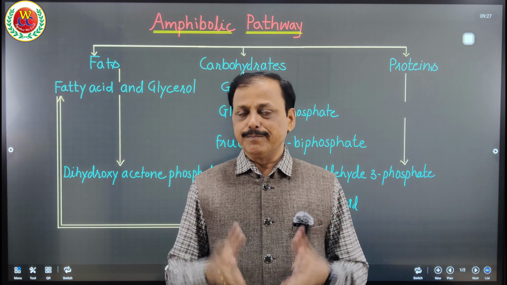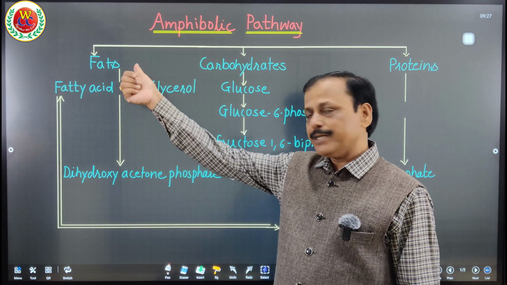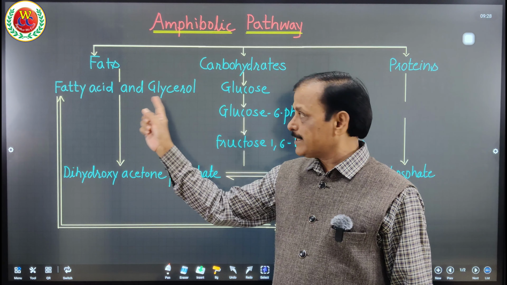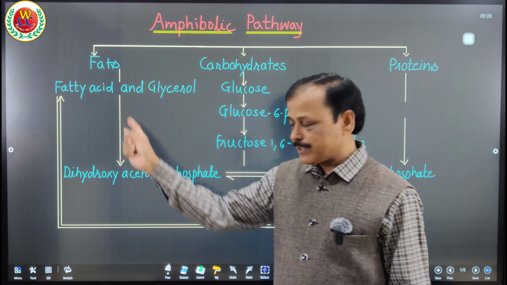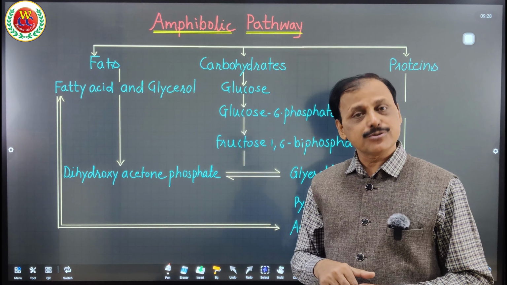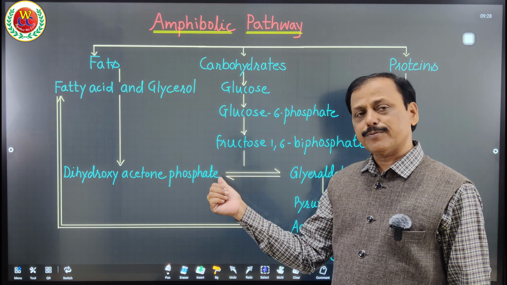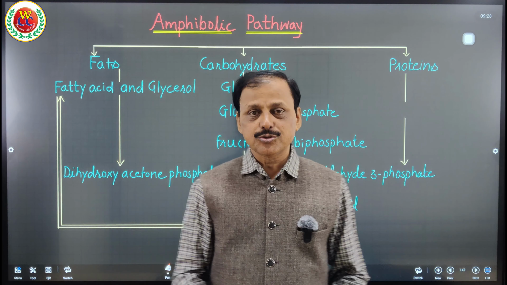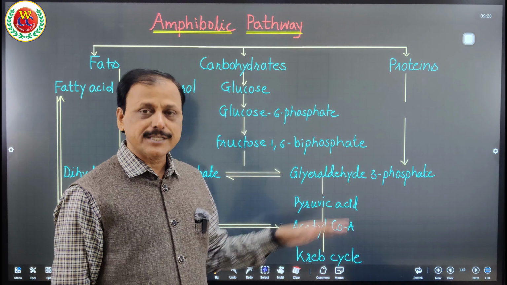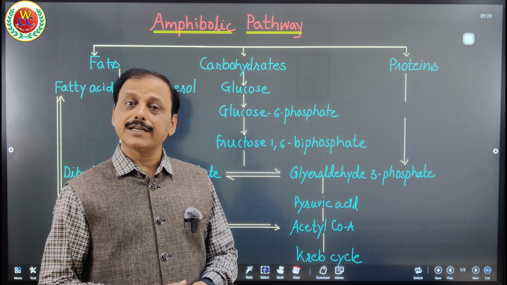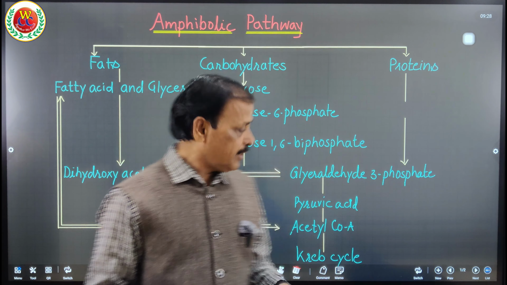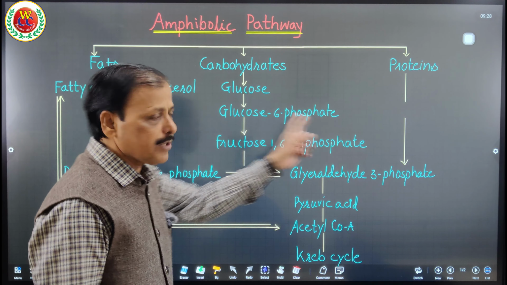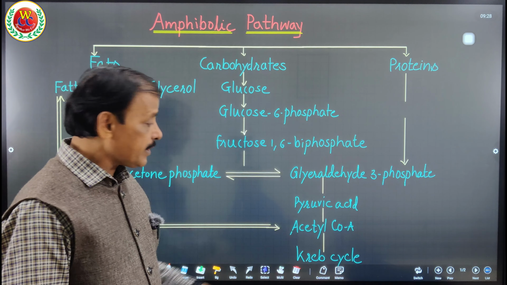But the main point is that during respiration, when fats undergo breakdown, they produce fatty acid and glycerol, and further glycerol forms dihydroxyacetone phosphate. Dihydroxyacetone phosphate becomes a part of respiration and gets converted into glyceraldehyde phosphate so as to form pyruvic acid, acetyl-CoA and further breakdown in the Krebs cycle. So this is respiration. What is common? That pyruvic acid and acetyl-CoA. Acetyl-CoA is common for all these three when they undergo breakdown.